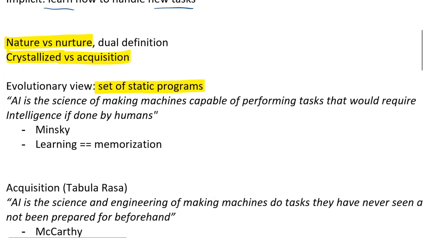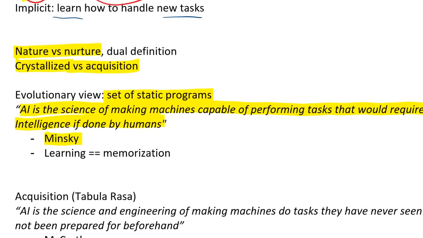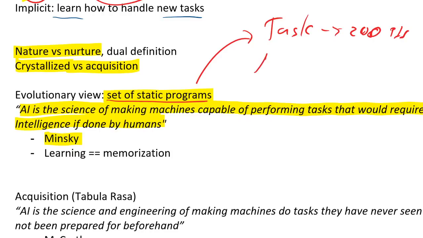And therefore, what results is: AI is the science of making machines capable of performing tasks that would require intelligence if done by humans. That's basically what Minsky said. It's a quote, I believe, by Minsky, at least Chollet says it's by Minsky, or I misread. If you have this view that intelligence is basically just a set of static programs, that means if a human applies that set of programs to a task and achieves 200 points, and an AI comes along and achieves 201 points, then it is intelligent because it has outperformed this static set of programs. Intelligence is this static set of programs, and the AI has a better set of programs.